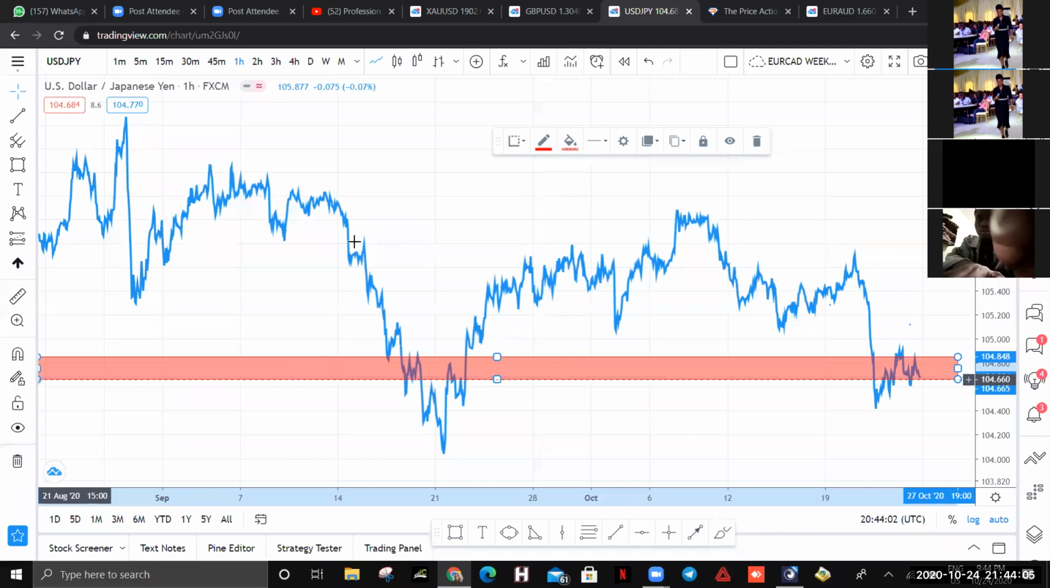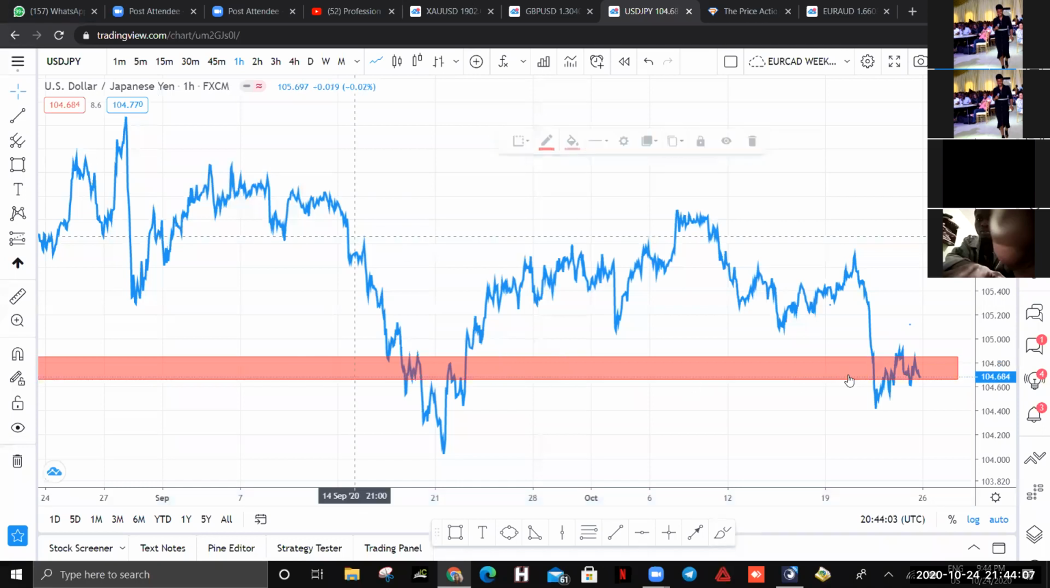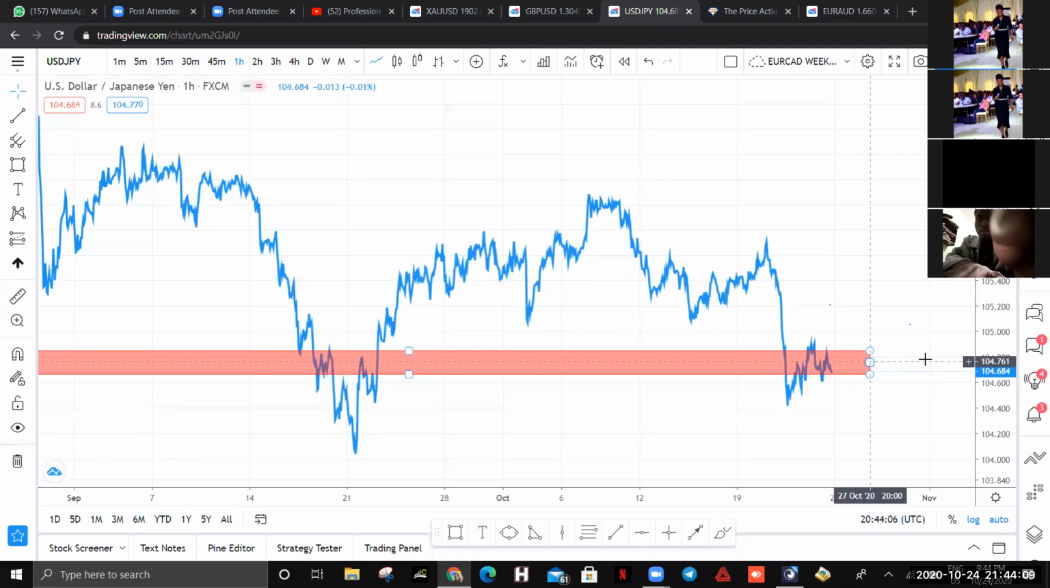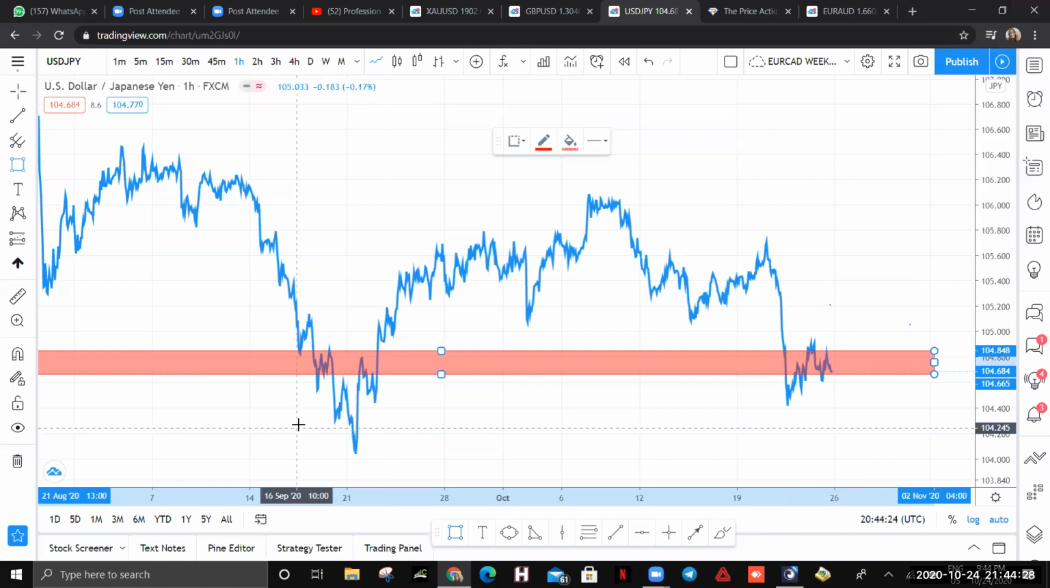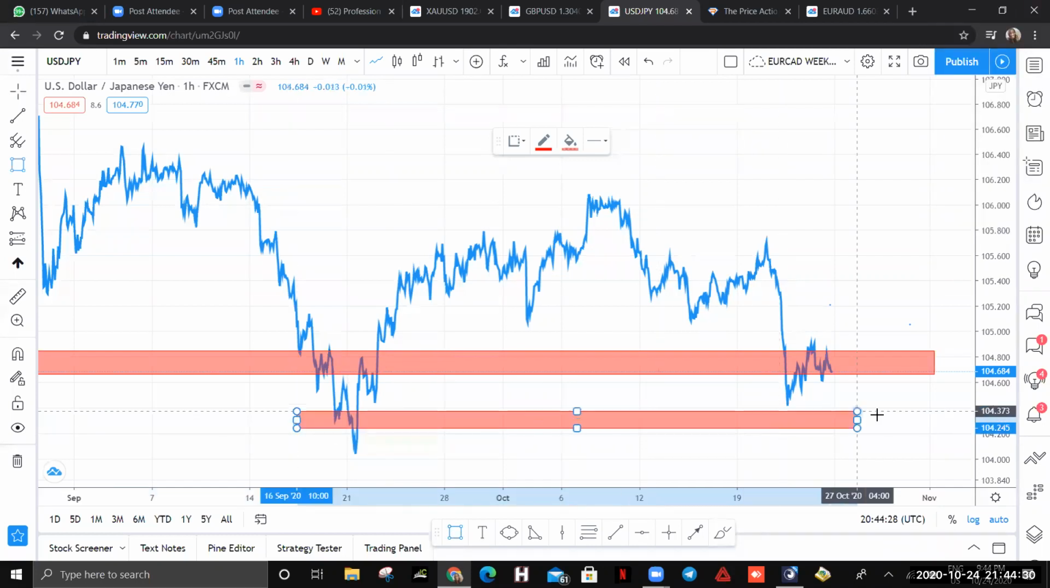The first pullback. Now, because we don't know what's going to happen in the future, we will go to the past to know exactly what's going to happen. And the past is just here. This is the one here for if the price is going to break out, the next zone is what? Here. This little one, you can see this little pullback here.